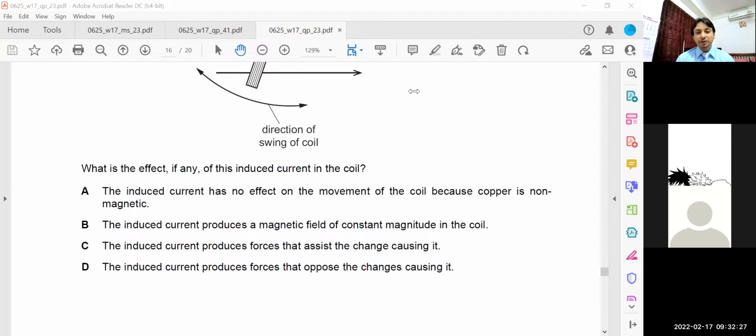This is as per Lenz's law. The induced current produces a force that opposes the change. Who is causing it? So you need to study Lenz's law, children. Lenz's law is there in your textbook. So for that, the answer to the question is D.